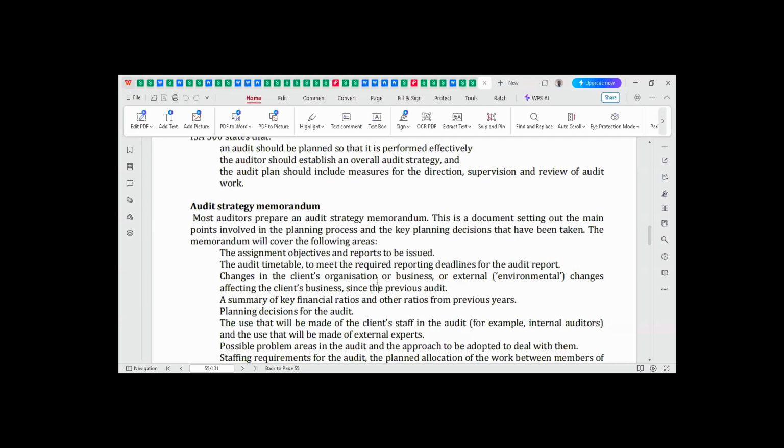All right? The third thing also included in the audit memorandum is whether there have been any changes in the client organization or business, or any external changes affecting the client's business since the last audit.